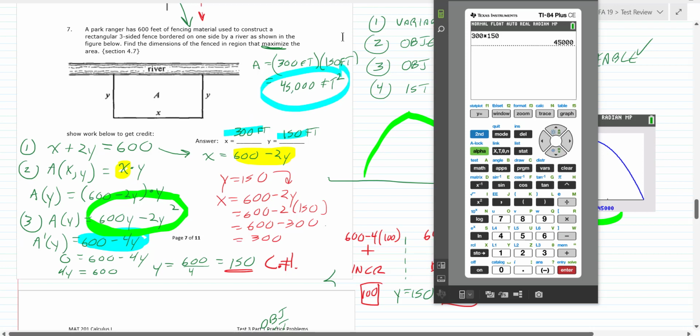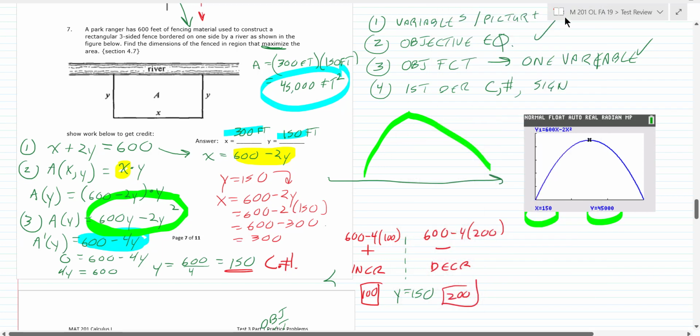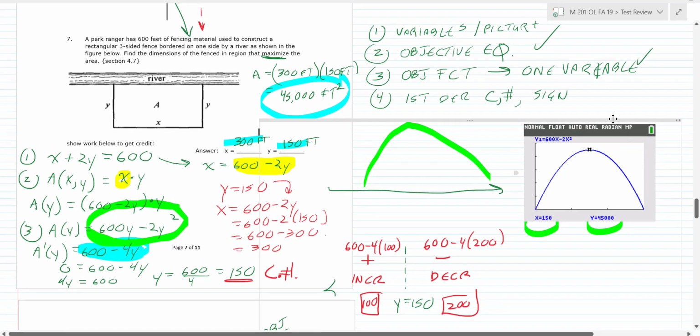So there are our dimensions. That's the area that will make a maximum garden, or rectangular plot of land, whatever this was, that will maximize the area. It makes the area as big as possible. Okay, so that's a typical type of optimization problem.